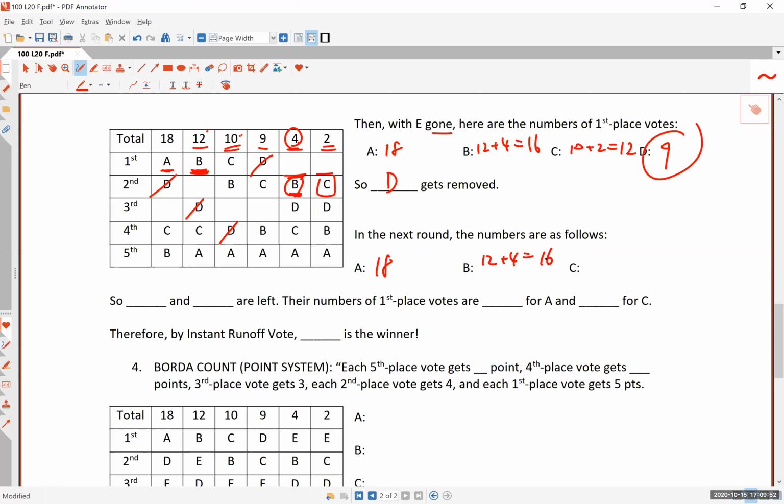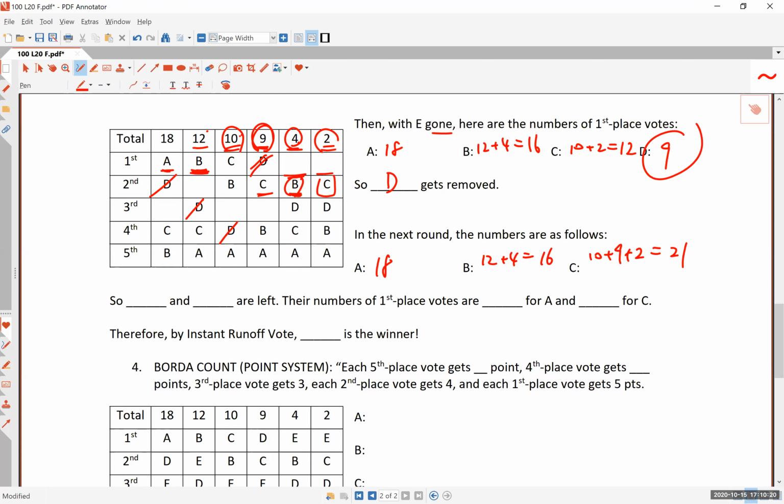So that's 16, right? C actually gets somebody else, because these people, remember, thought D was the best, but now D is being eliminated. So the next choice for these 9 people was C. So C actually gets these 9 people added to their camp. So now C has 10, 9, and 2.